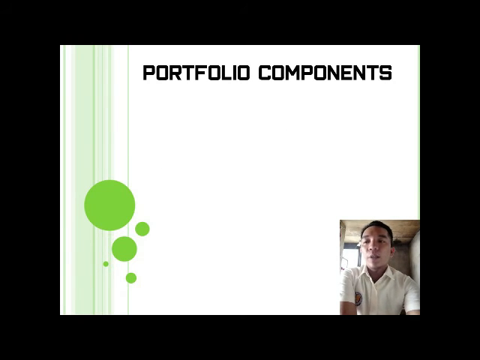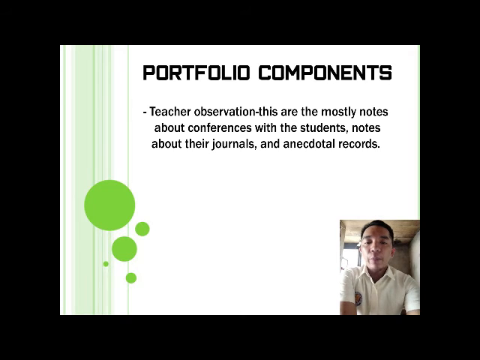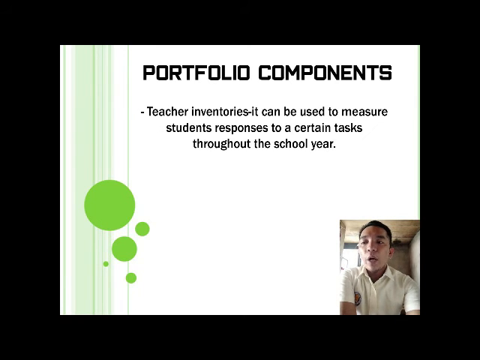The first one is the teacher observation. These are mostly notes about the conferences with the students, notes about their journals, and anecdotal records. The second one is the teacher inventories. Inventories can be used to measure students' responses to a certain task throughout the school year.